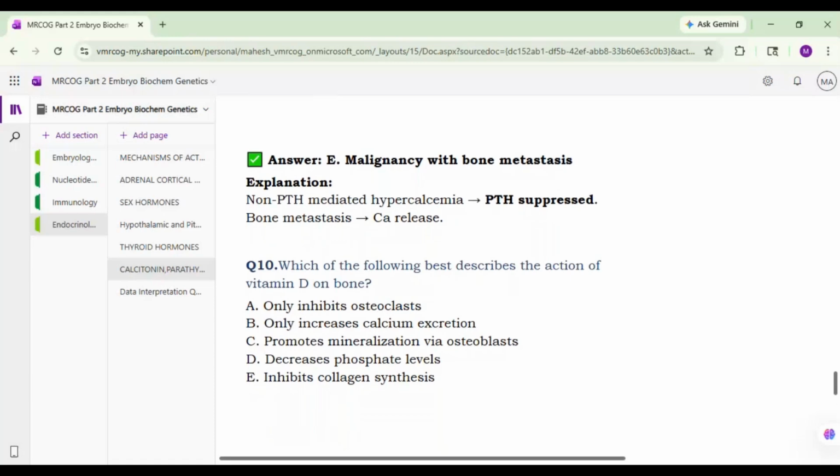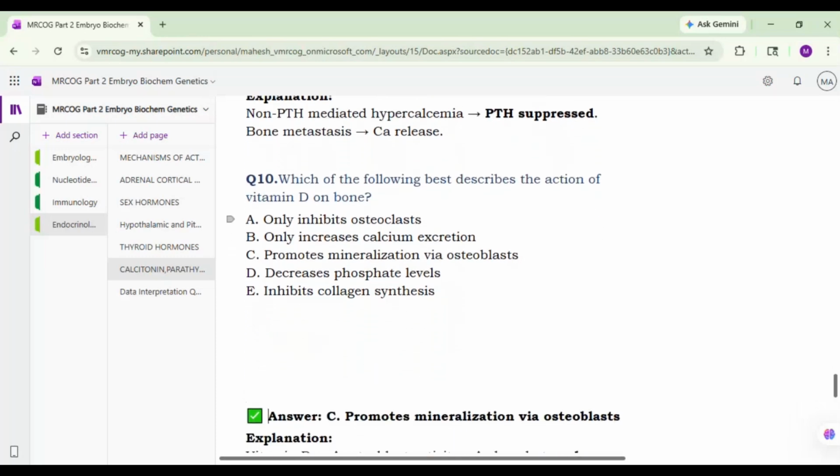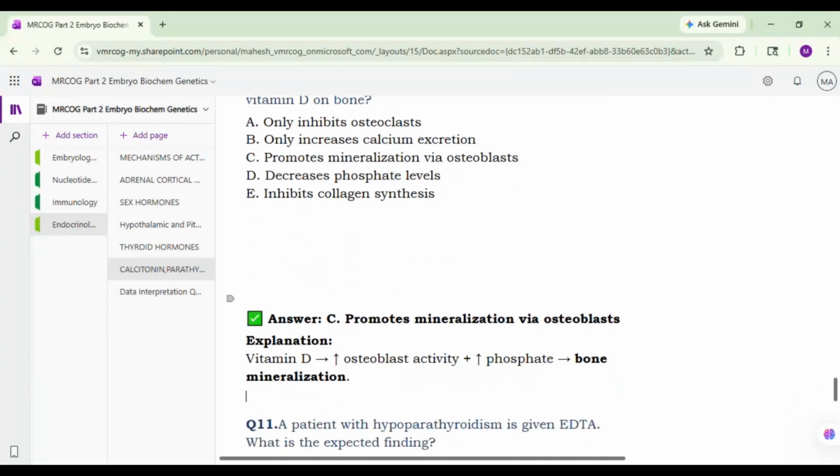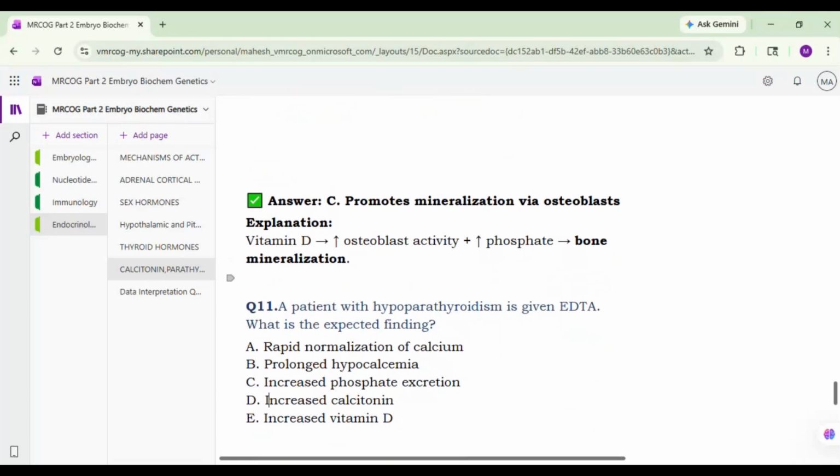Next. Which of the following best describes the action of vitamin D on bone? Only inhibits osteoclast, only increases calcium, promotes mineralization via osteoblasts, decreases phosphate levels, inhibits collagen synthesis. Option C, promotes mineralization via osteoblasts. Vitamin D leads to increased osteoblast activity, increased phosphate, and bone mineralization.